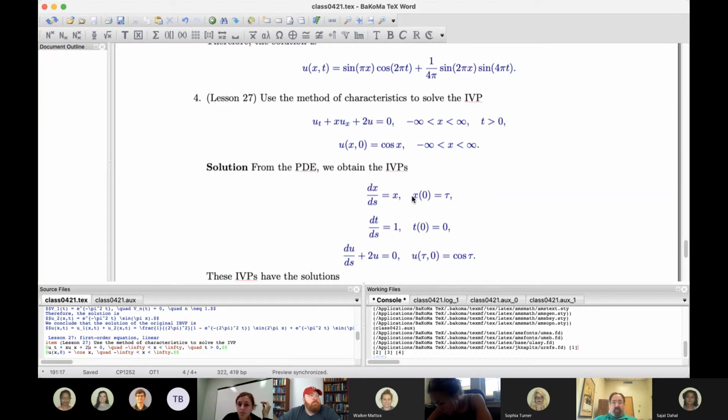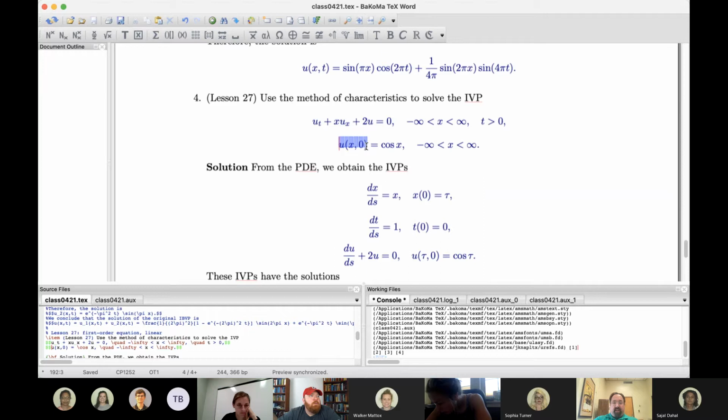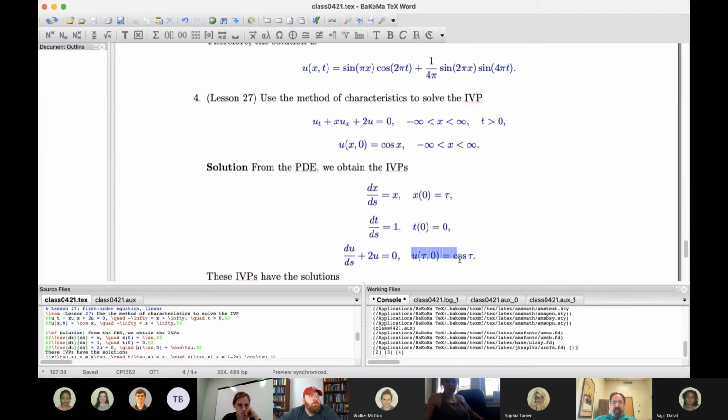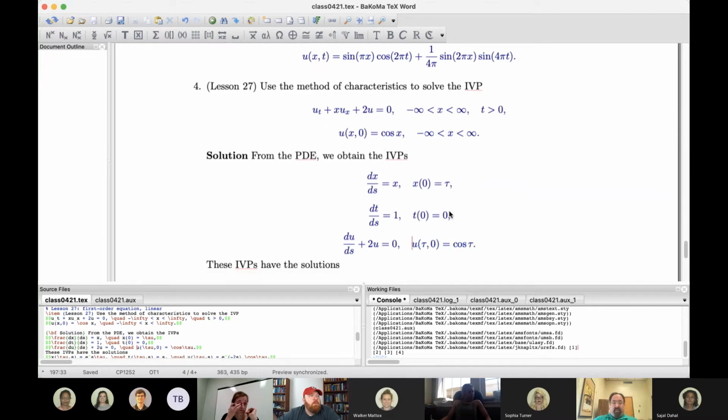So for x, the initial value is tau. For t, the initial value is 0 because our initial condition is specified on the x-axis. And then cosine of tau, the initial data with x replaced by tau, is the initial condition for this ODE. So then you go ahead and solve these ODEs.